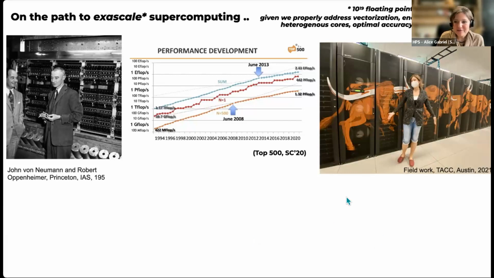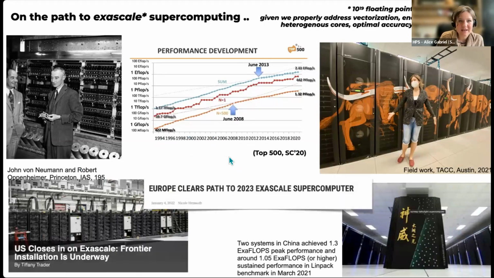So this is me doing field work at TAC, and this is John von Neumann and Robert Oppenheimer in Princeton in 1952, I think. And this is kind of the typical performance developments that you see, how the top 500 fastest supercomputers have been developing over the last 30 years or so, and we can see this steady increase in performance development that we hope will stay, and that we can reach that for exascale supercomputing too.